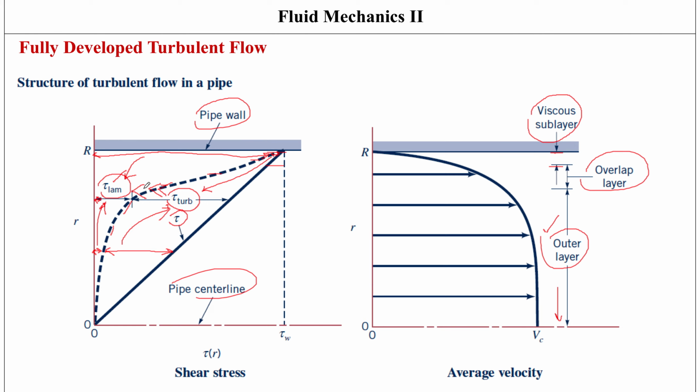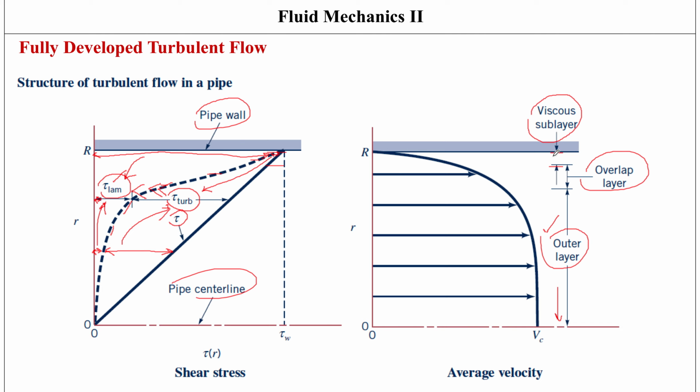And it's the same over here as well. As you move closer to the pipe wall and the viscous sublayer, these laminar shear stresses are so much more dominant and of a much higher order as compared to the turbulent shear stress. Okay, so this is one thing that we need to be careful about.